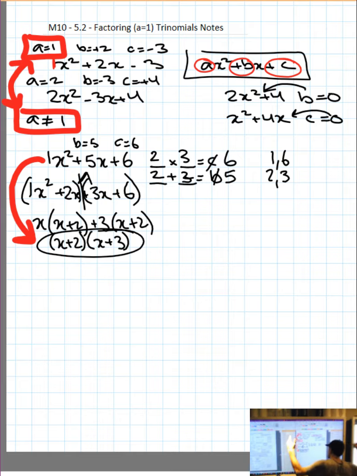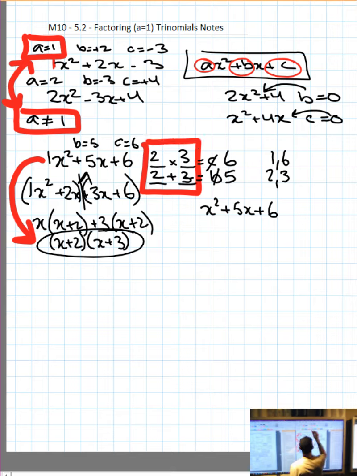Figuring out what two things multiply together to make that something. Now let's learn a quick method. So let's take the same question, x squared plus 5x plus 6. Now the numbers that we figured out were 2 and 3.